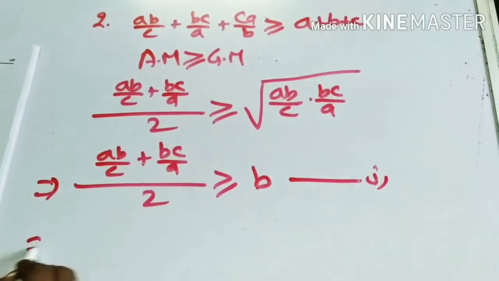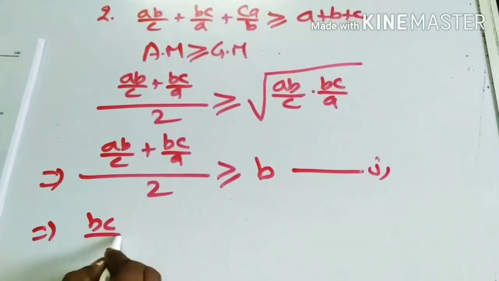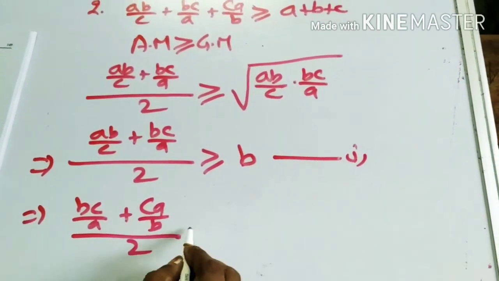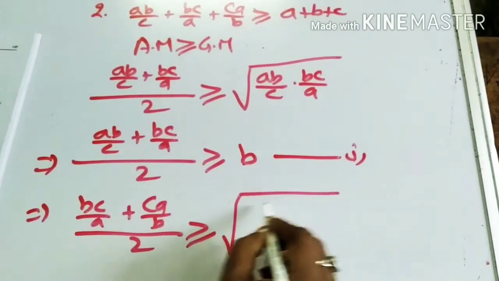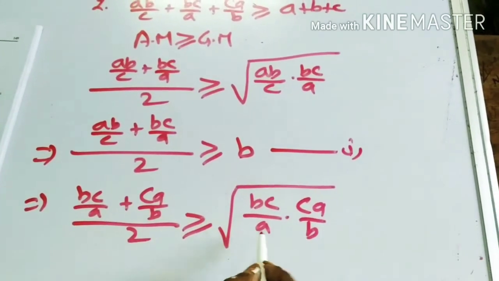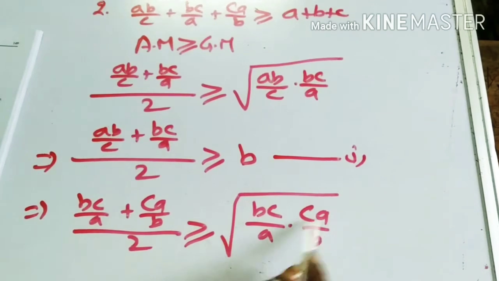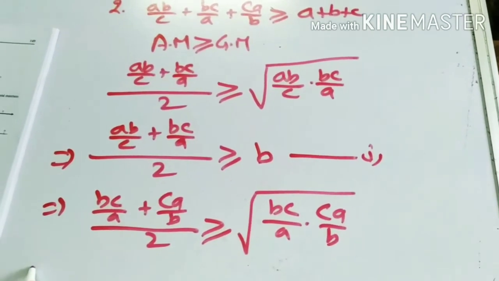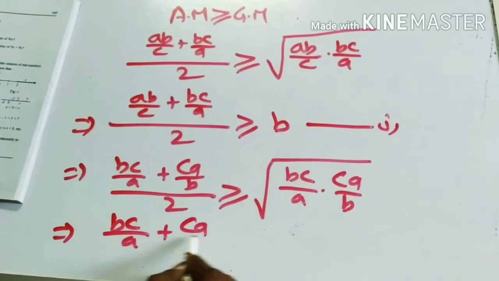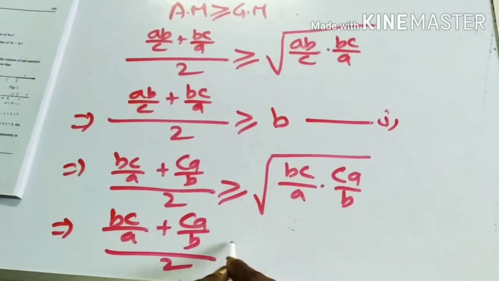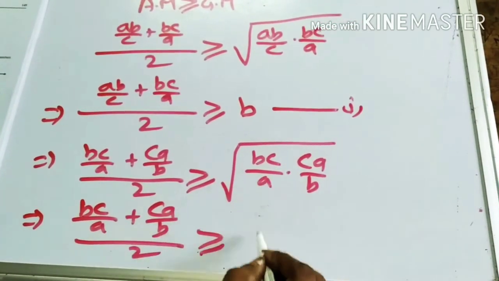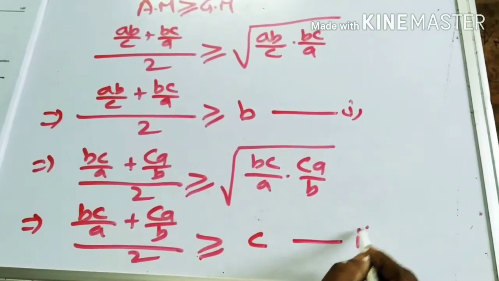Similarly, (BC/A + CA/B)/2 will be greater than or equal to root of BC/A into CA/B. See, B and B cancel out, A and A cancel, C square means C. So I get (BC/A + CA/B)/2 greater than or equal to C. This is equation 2.